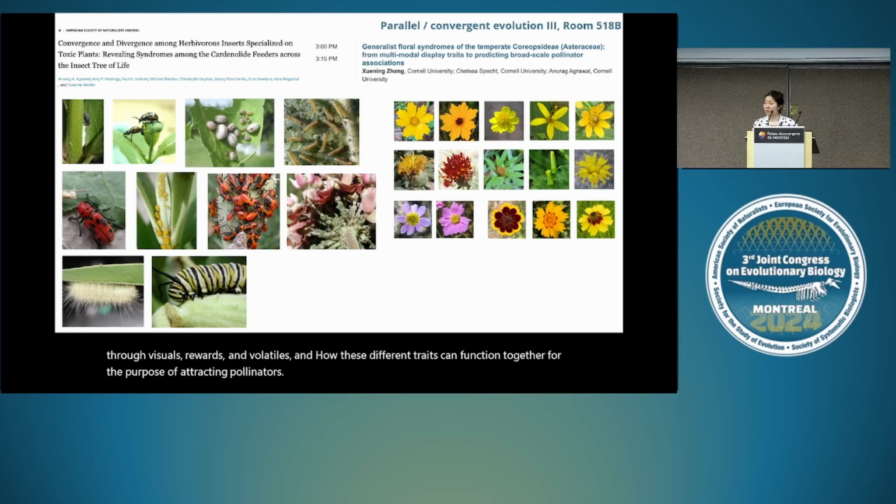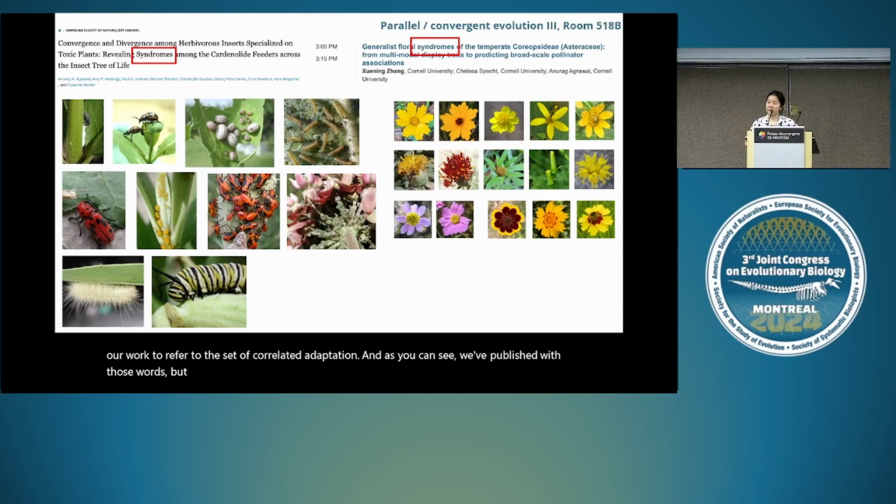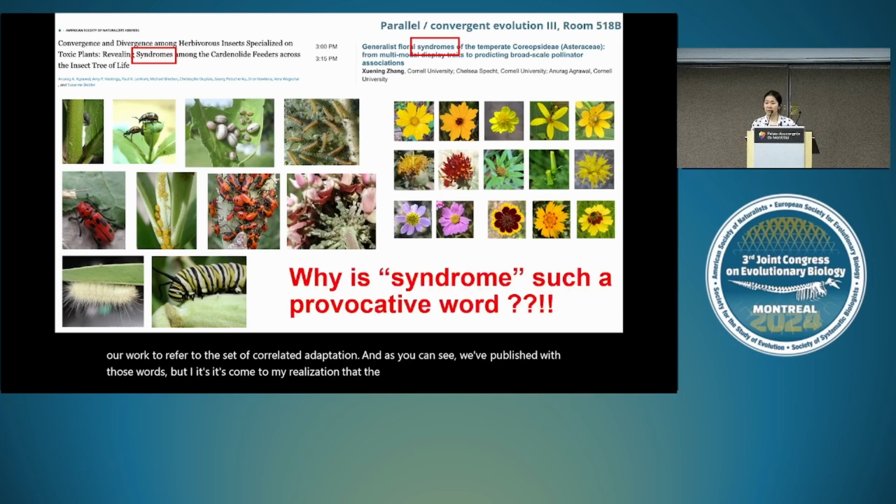While the specific questions that the two of us study might differ, there is something that unites our conceptual interest, which is that we're both interested in how adaptations in a whole organism, despite being discrete traits, function together in response to the same selective environment. We've been colloquially using the word syndrome in each of our work to refer to this set of correlated adaptations. And as you can see, we've published with those words, but it's come to my realization that the word syndrome has been really provocative in that it evokes very divisive feelings among reviewers and audiences who hear it.